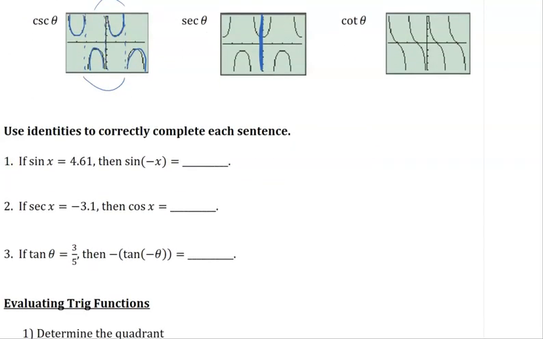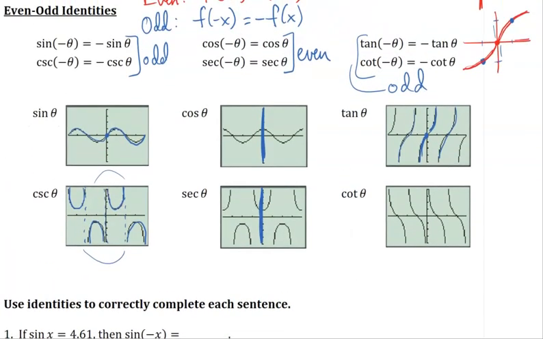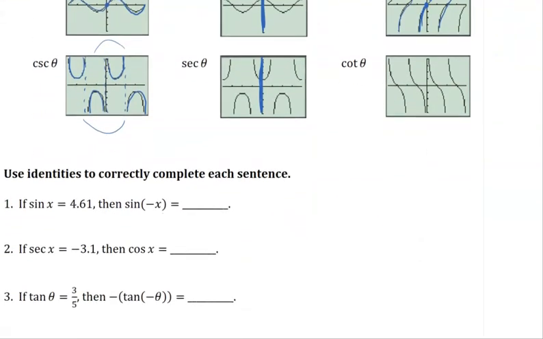All of these are using identities either up above or the ones that we already know, like the reciprocal identities. So this says if sine x is equal to 4.61, then what is sine of negative x? Well, according to what we just talked about, sine is an odd function, meaning sine of negative x is the same as, I'm going to add a step in between here, the opposite of sine of x. And what does sine x equal? Well, we're given in the problem that sine x is 4.61, so sine of the opposite of x is negative 4.61. And that's all we need to do right there.